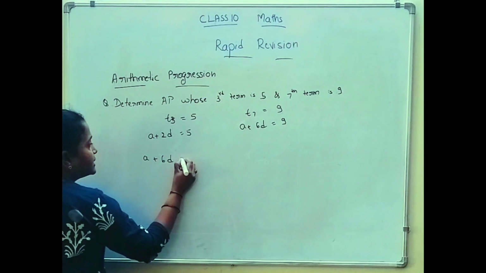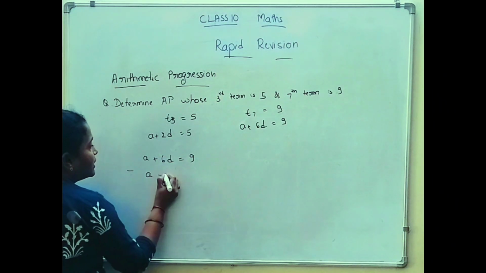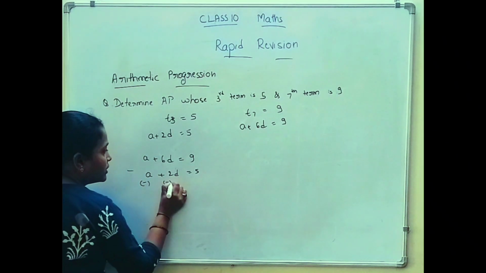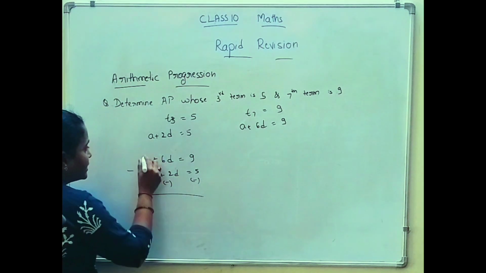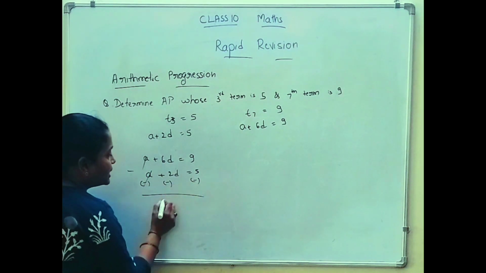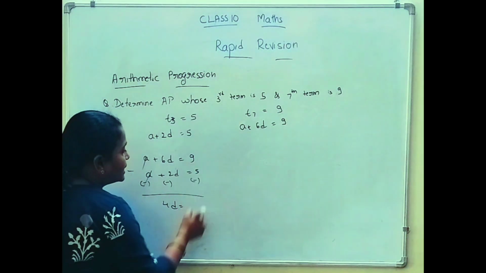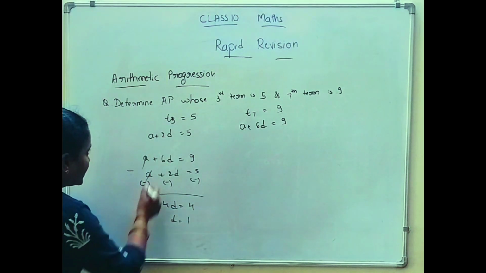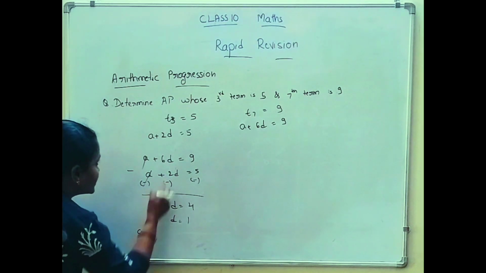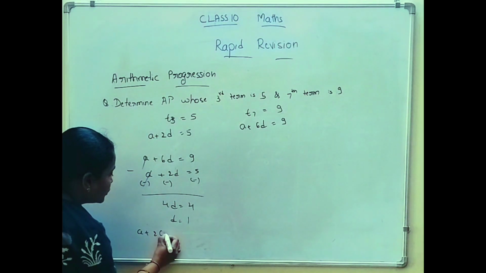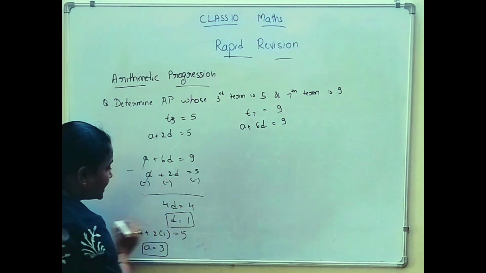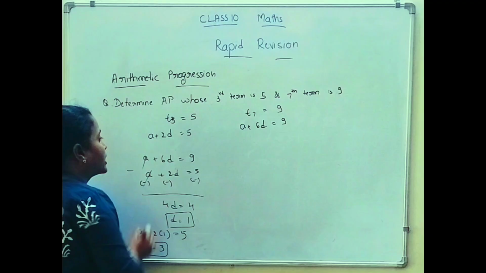Let's go with the elimination method, subtracting equation 1 from equation 2. That is A plus 6D equal to 9 minus A plus 2D equal to 5. We are subtracting, so the signs change. A minus A is 0, 6D minus 2D is 4D, and 9 minus 5 is 4. So D we got as 1. Substituting back in equation 1, A plus 2 into D, this D is 1, is equal to 5, and A will be 5 minus 2, which is 3.